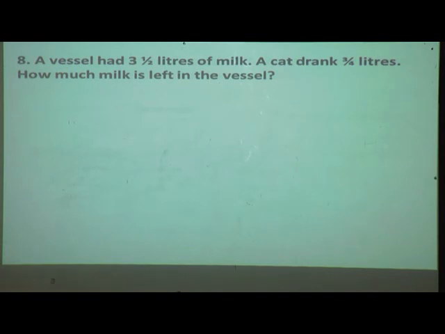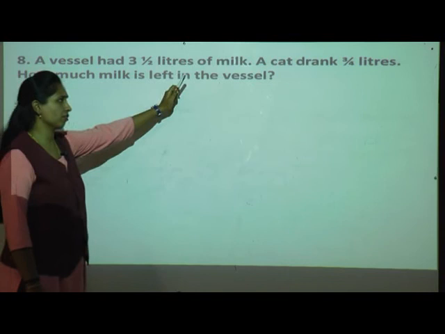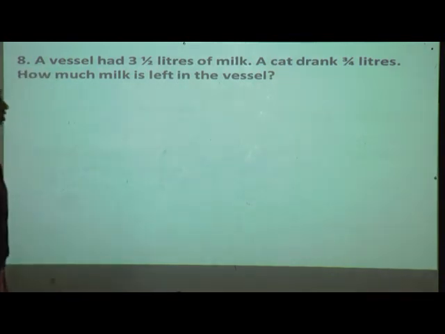Now see the 8th one. What is the question? A vessel had 3.5 liters of milk. A cat drank 3 upon 4 liters. So how much milk is left in the vessel?